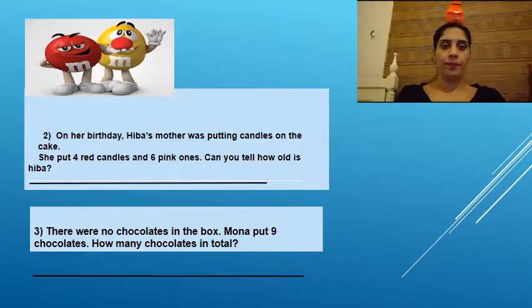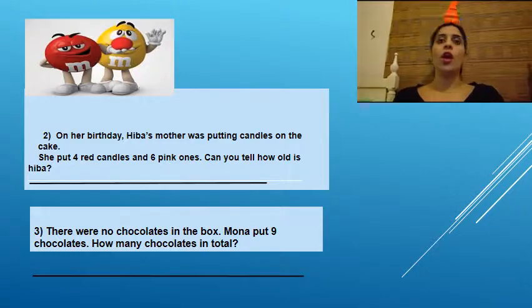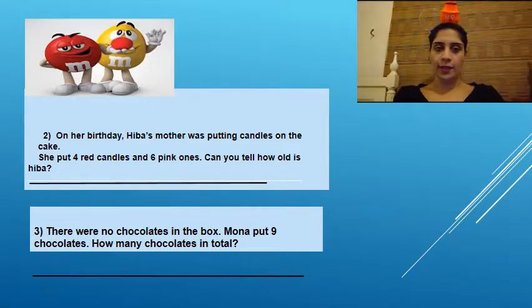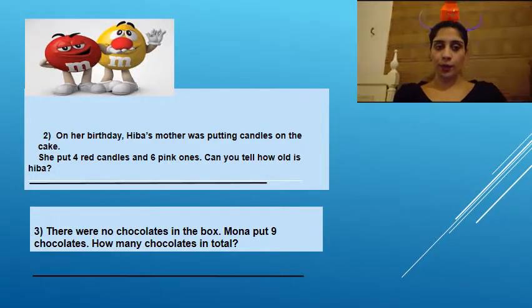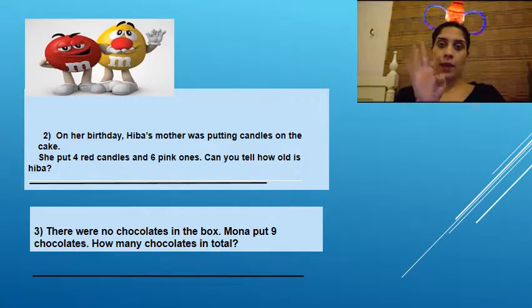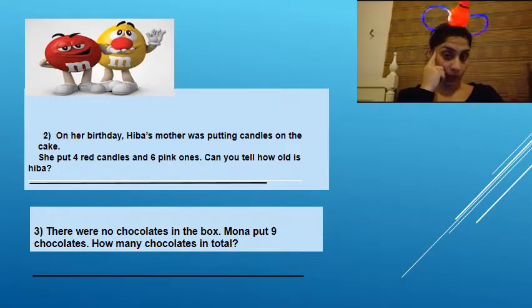Let's go again. Here, Mr. M&M, the red one, is hesitating and he doesn't know how to solve it. We have to help him and we know how to help him. Let's read. On Hiba's birthday, Hiba's mother was putting candles on the cake. She first put 4 red candles and then she put 6 pink ones. Can you tell us, Mr. M&M? Think about it. Can you tell us how old Hiba is now?